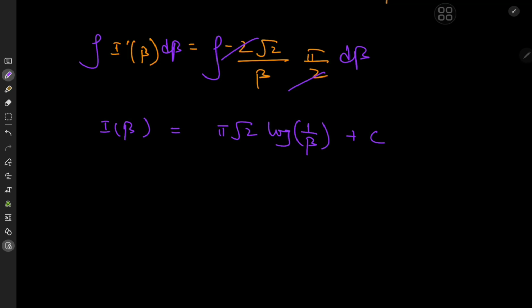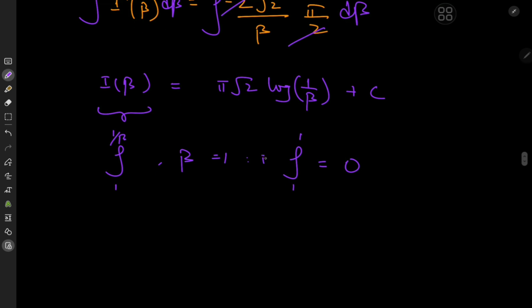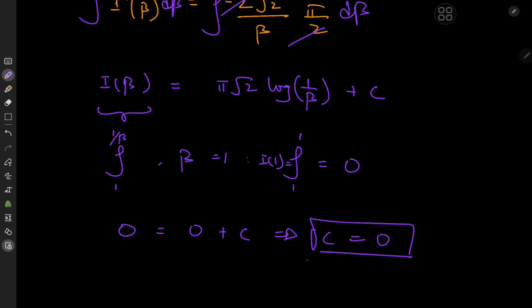And now for the constant, recall that the integral function was defined as an integral from 1 to 1 by beta. So if I take beta equal to 1, then that means I have the integral from 1 to 1, which is, of course, 0. So I of 1 equals 0, which is quite convenient, because that means we have 0 equal to pi times root 2 times log 1, and log 1 is 0 as well, plus c, which implies that the constant of integration conveniently evaluates out to 0.